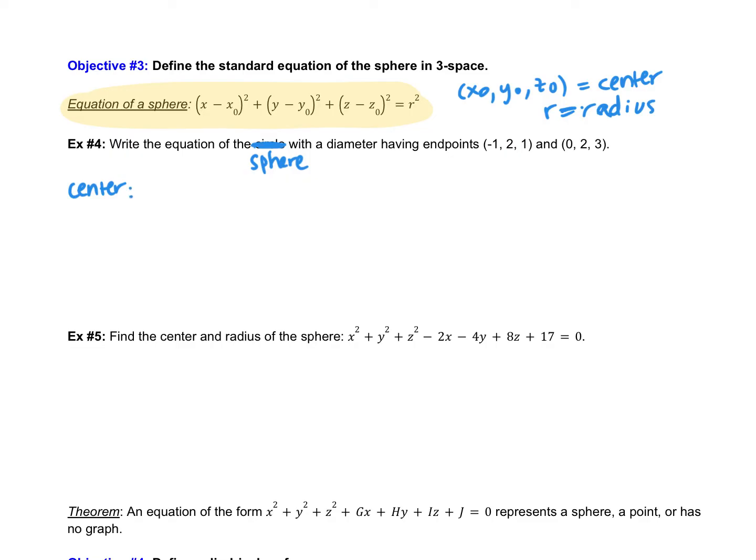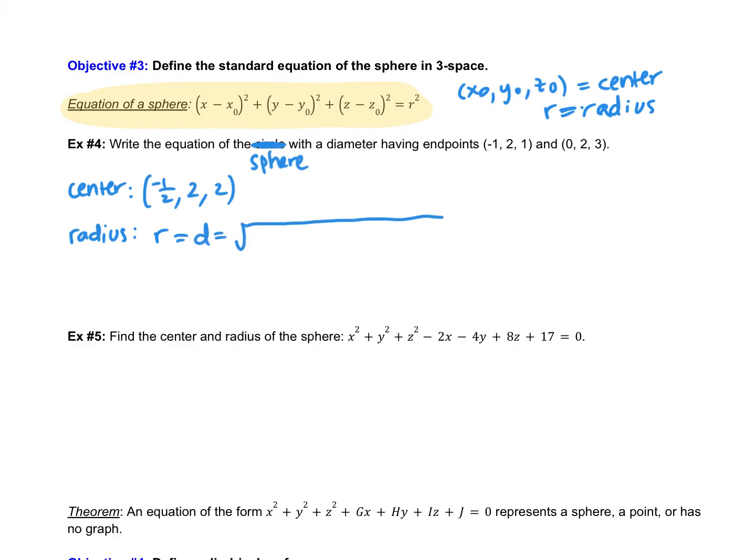And you're just going to use the midpoint formula like you did before. Add the x's, divide by 2, so that gives me -1/2. Add the y's, divide by 2, which gives me 2. And add the z's and divide by 2, which gives me 2 again. And then you have a few different options to find the radius. You can jump into the equation, you can use the distance formula, whatever you prefer. So I'm going to find the radius using the distance formula.